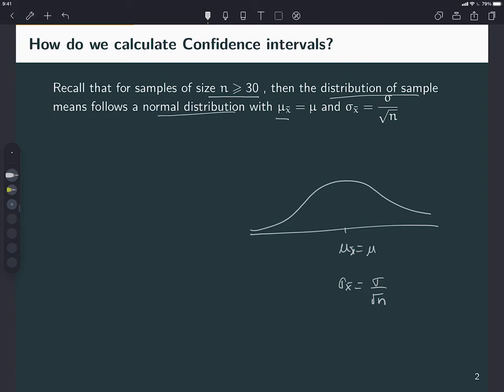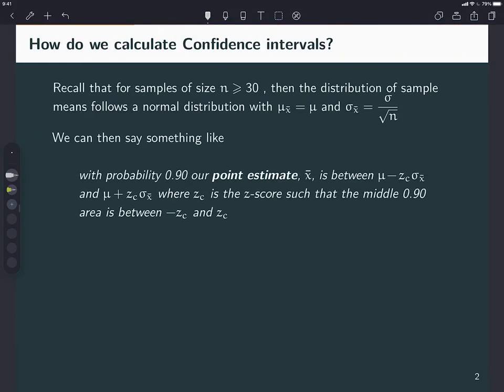So in this picture, the standard deviation is this value. I'm going to start working with confidence level 90% just to make things clear, to wrap our brains around this. So imagine that we can say with probability 90%, our point estimate, this is just our sample mean, is between the mean minus this value and the mean plus that value, where the Z is a z-score that traps the middle 90% of the standard normal curve.